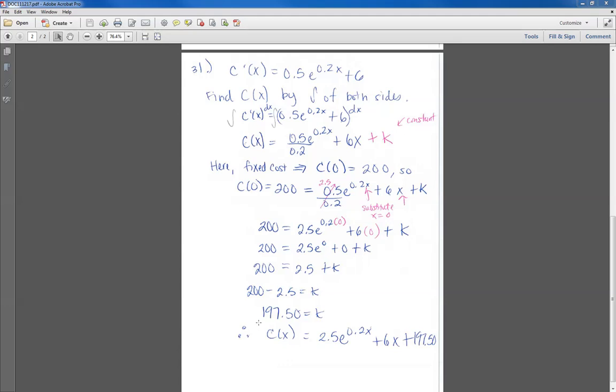And then at the very end I'm asked to give the cost function. And so what I do is I rewrite it. C of x, as I found, was going to be 2.5 e to the 0.2x plus 6x, and then plus my constant, which was found to be 197.50.